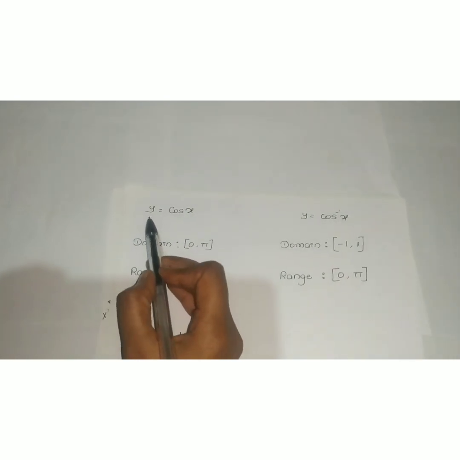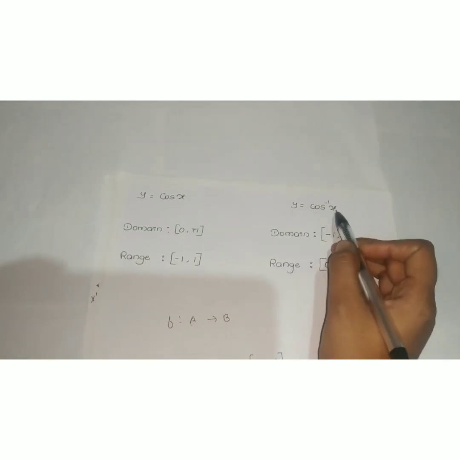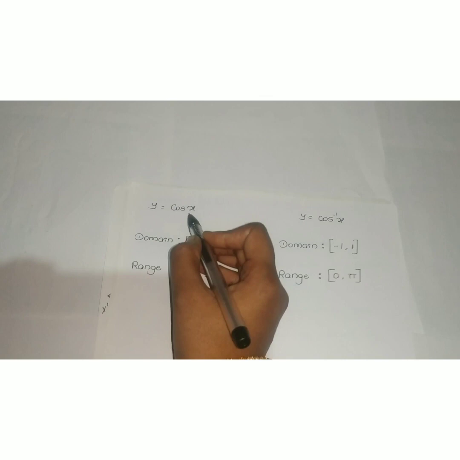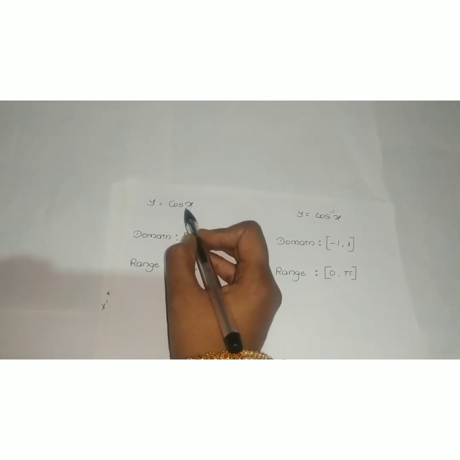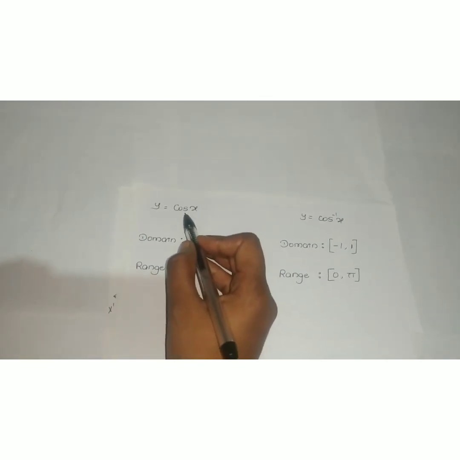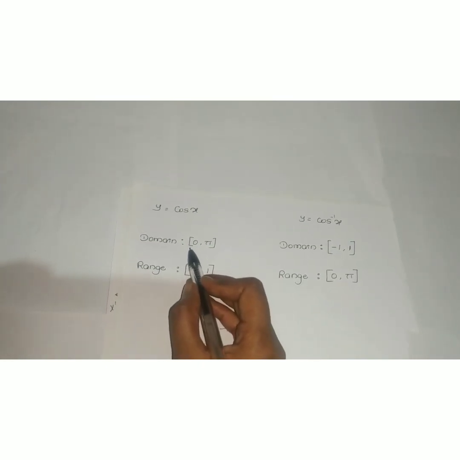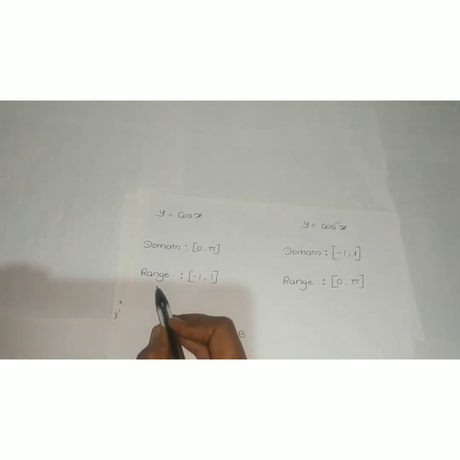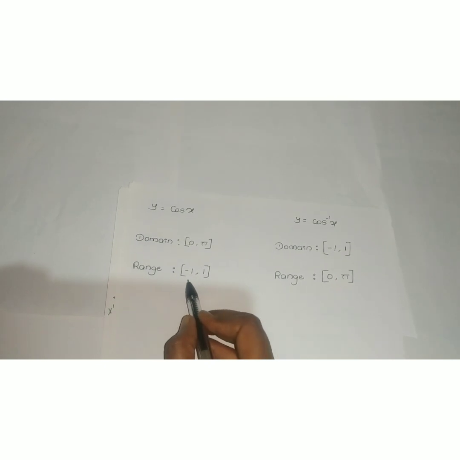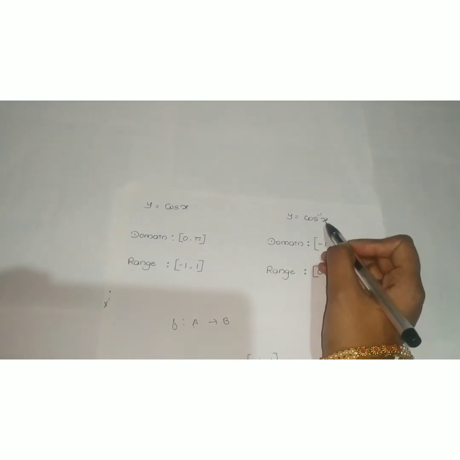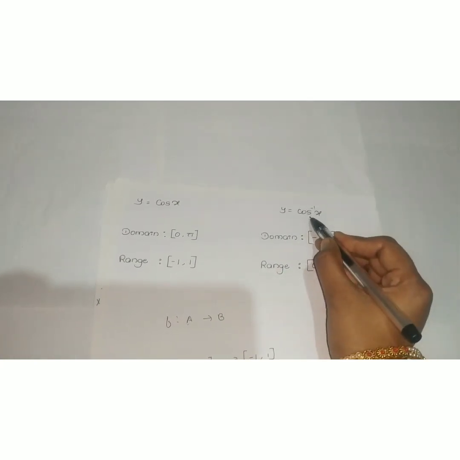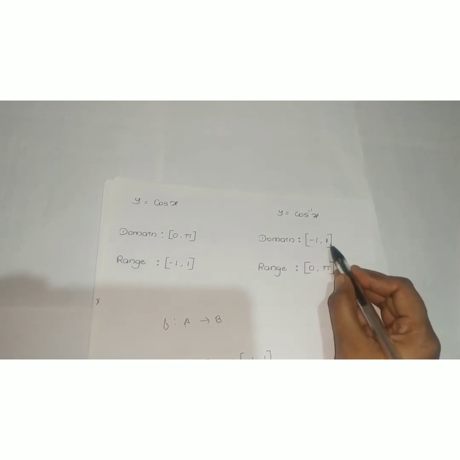Observe this. y is equal to cos x and y is equal to cos inverse x. The domain of the restricted cos function is the closed interval 0 to pi, and the range of the cos function is the closed interval -1 to 1. In the inverse function, the domain and range are changed. So the domain of the cos inverse function is the closed interval -1 to 1, and the range is the closed interval 0 to pi.